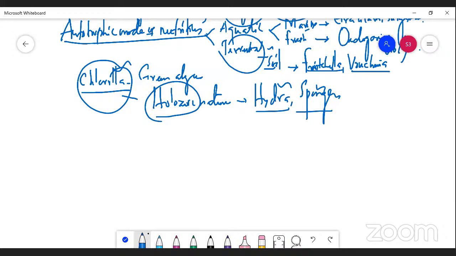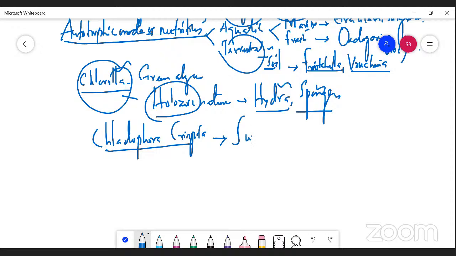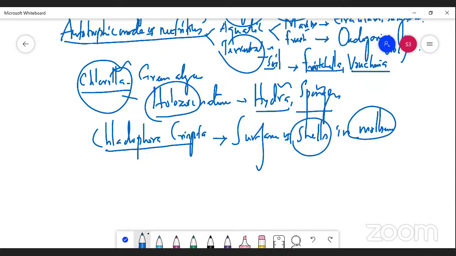In addition, there is Cladophora crispata. Cladophora crispata is usually found on the surface of shells of mollusks. In mollusk species, especially snails, on the surface, remember these kinds of algae, Cladophora crispata. So these are the common occurrences of algae.